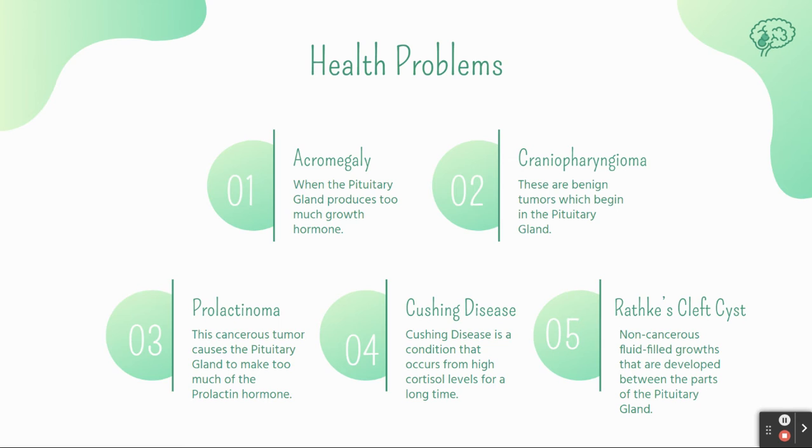Prolactinoma is a cancerous tumor which causes the pituitary gland to make too much of the prolactin hormone. Prolactinoma can cause impaired vision and infertility. This disease requires a medical diagnosis. However, it can be treated by a medical professional.